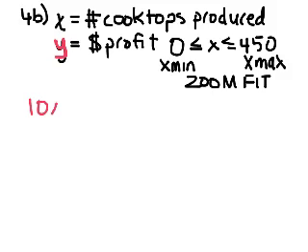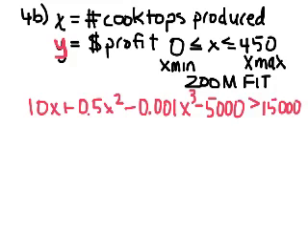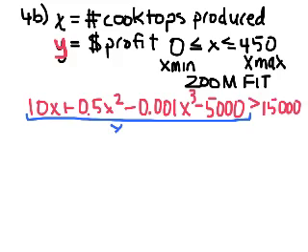So we want to know when the function is greater than 15,000. So we want to know when 10x plus 0.5x squared minus 0.001x cubed minus 5,000, when this profit is greater than 15,000. So just like before, we're going to use the calculator. We're going to put y1, this left-hand side in y1, and the right-hand side in y2. The difference now is that we want a range of values. We want to know when the profit is greater than 15,000.